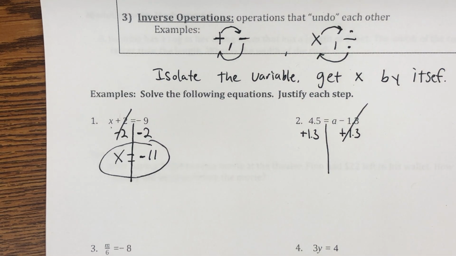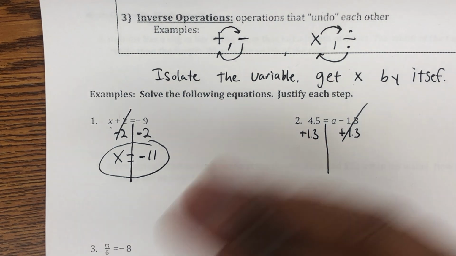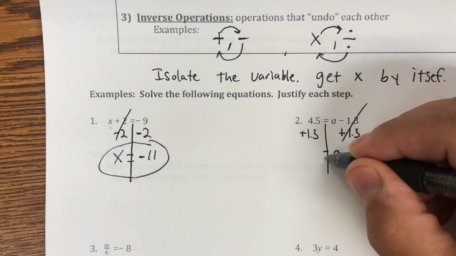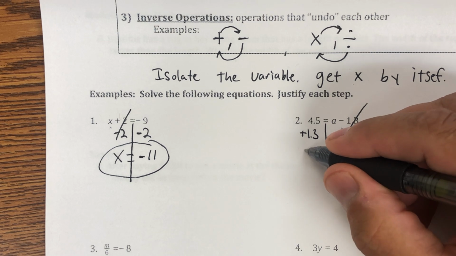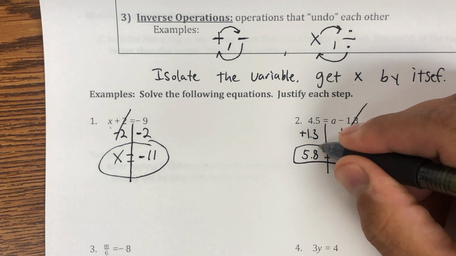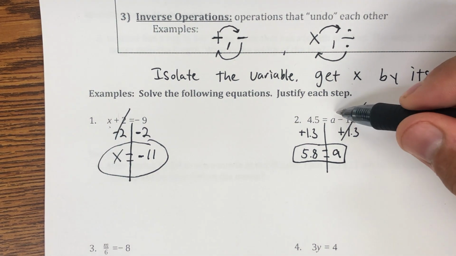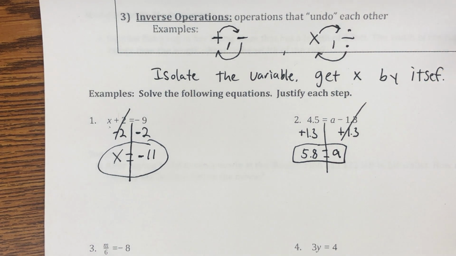This is how your work should look on your assignment. Make sure you write down the equation. Show your steps, especially for these easy ones, so when we get to harder ones, you're able to do that as well. A is now by itself. 4.5 plus 1.3 is 5.8. You can use the calculator to add and subtract if you need to. So our solution is 5.8. I circle my answer. Again, I could check my work. Plug it back in. 5.8 minus 1.3. Yeah, that's 4.5. We got it right.